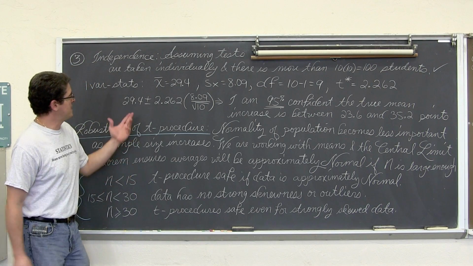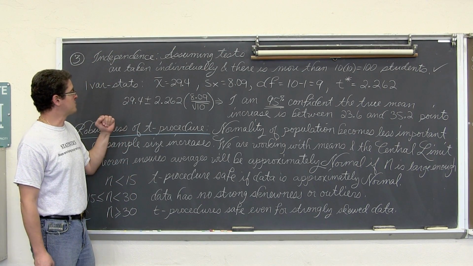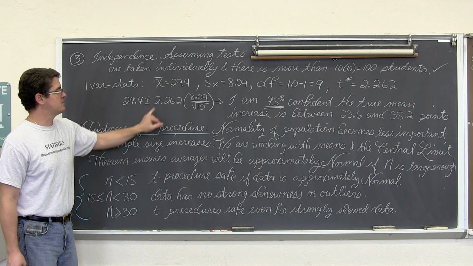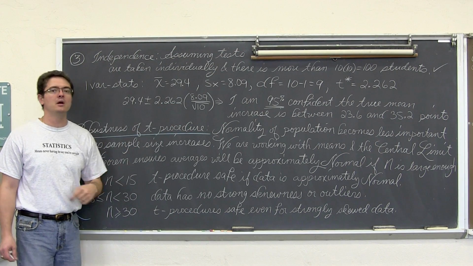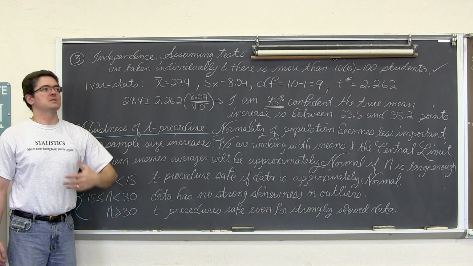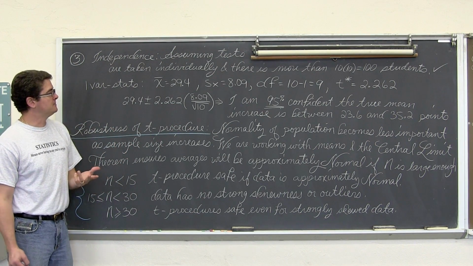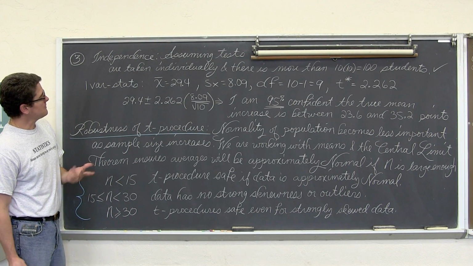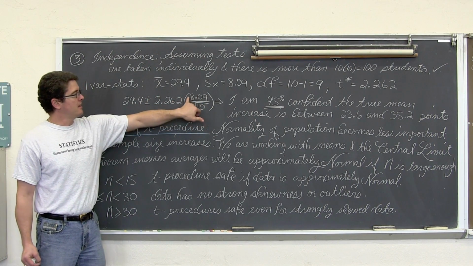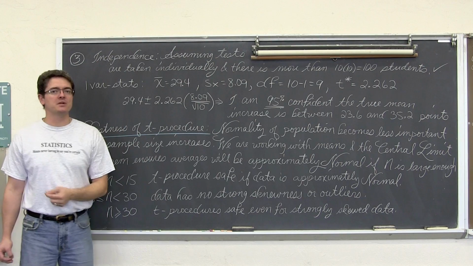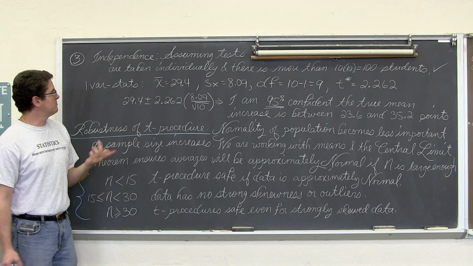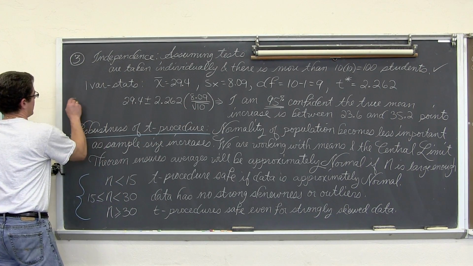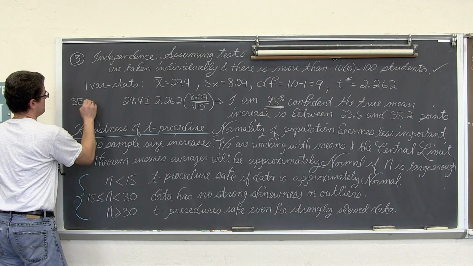So we are going to take the sample's average of 29.4, add or subtract 2.262 standard errors away from the mean. Oh, actually, I didn't write that out in this list. 8.09 divided by the square root of 10, I'm calculating the standard error of the mean.